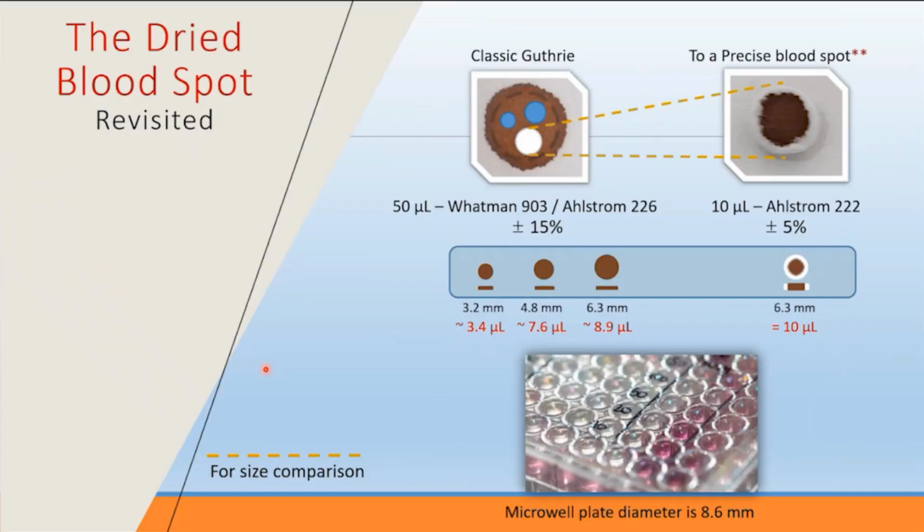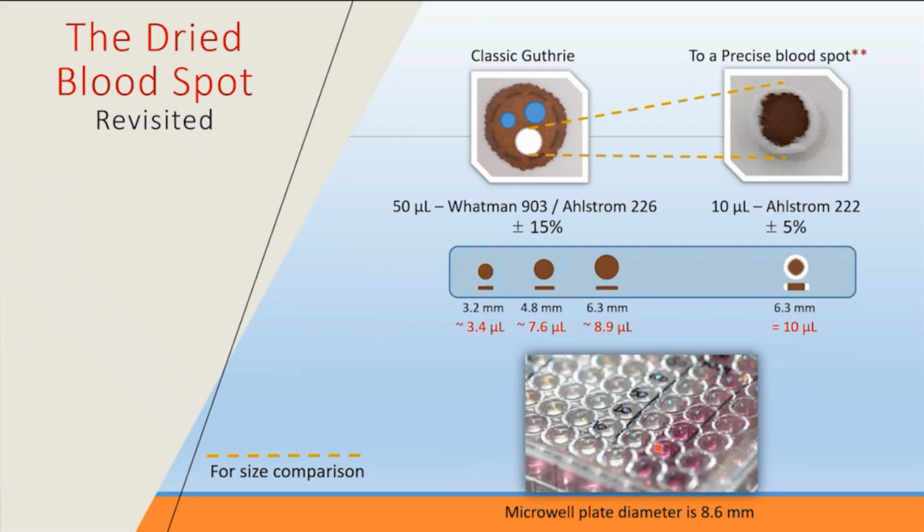But this also allowed us to sort of revisit the concept of a dried blood spot, right? And so we wanted to try to improve how we do dried blood spot analysis. And so we started working with a company called Capitainer that makes this very precise blood spot that gives you exactly 10 microliters of collected blood. And this is just showing a comparison of a classic Guthrie card or Whatman 903 card, and showing the size dimension of what this blood spot would look like.